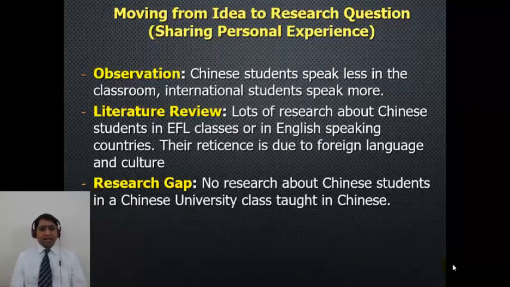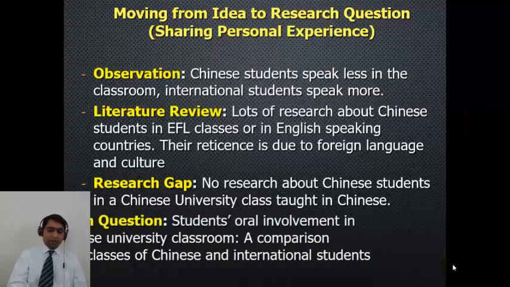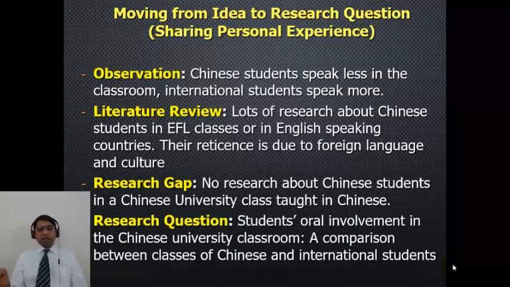The research gap was that there was no research or very, very limited research in English, I'm talking about, on Chinese students in Chinese university classes who were taught in Chinese. That research could answer all of those questions that came to my mind when I was doing the literature review. So immediately that stood out as a research gap. So based on that research gap, I worked on that. I developed that into a research topic.